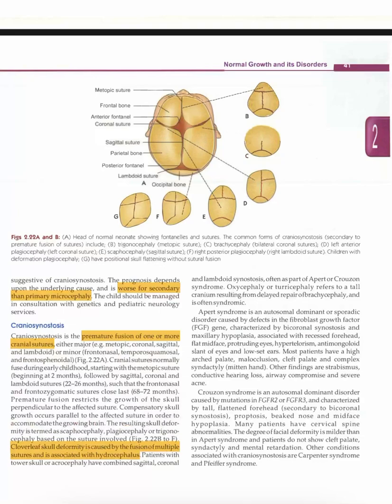Crouzon syndrome is an autosomal dominant disorder caused by mutation in FGFR2 and FGFR3, characterized by tall, flattened forehead, proptosis, beaked nose, and midface hypoplasia. Many patients have cervical spine abnormality. The degree of facial deformity is milder than in Apert syndrome, and patients do not show cleft palate, syndactyly, mental retardation, and other conditions associated with craniosynostosis such as Carpenter syndrome or Pfeiffer syndrome.